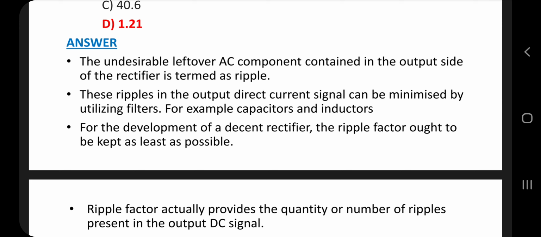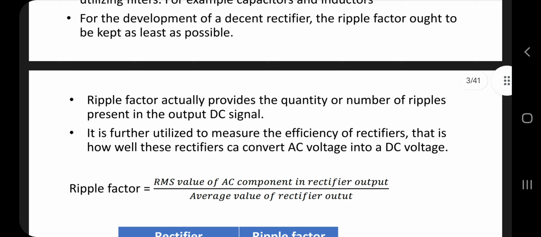These ripples in the output direct current signal can be minimized by utilizing filters. The example of filters is capacitors and inductors. For the development of a decent rectifier, the ripple factor ought to be kept as least as possible. Ripple factor actually provides the quantity or number of ripples present in the output DC signal. It is further utilized to measure the efficiency of rectifiers.